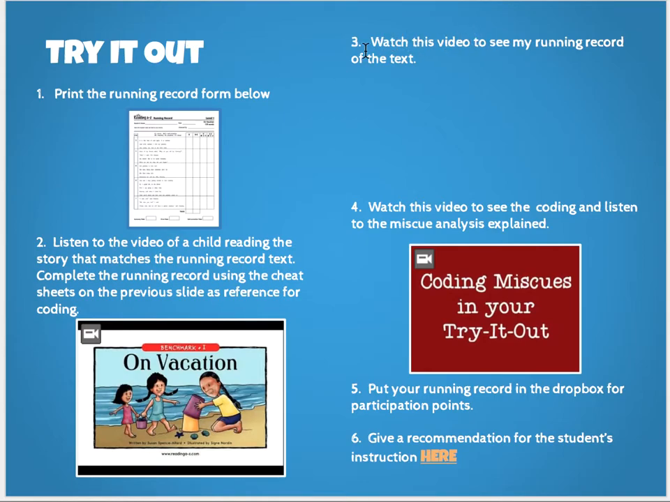Then number 3, I don't have it loaded right now, but you're going to watch the video that will be right here of me doing the running record just like you did in step 2. So you're going to see what I did, and you want to look at, did your running record look like my running record? How is it the same? How is it different? Then this video is going to take a look at all the mistakes that our reader made and is going to begin to analyze them using the miscue analysis.